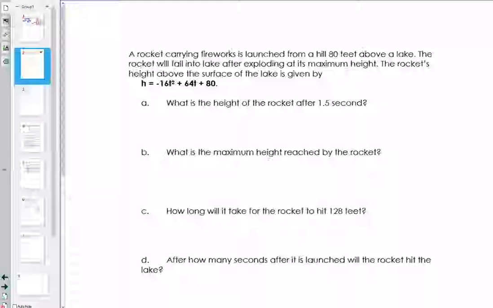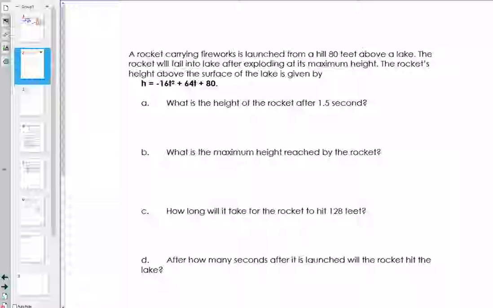This is what you have next, a rocket. A rocket carrying fireworks is launched from a hill 80 feet above a lake. The rocket will fall into the lake after exploding at its maximum height. The height above the surface of the lake is given. So they've already modeled this for you. They want to know what is the height of the rocket after 1.5 seconds.